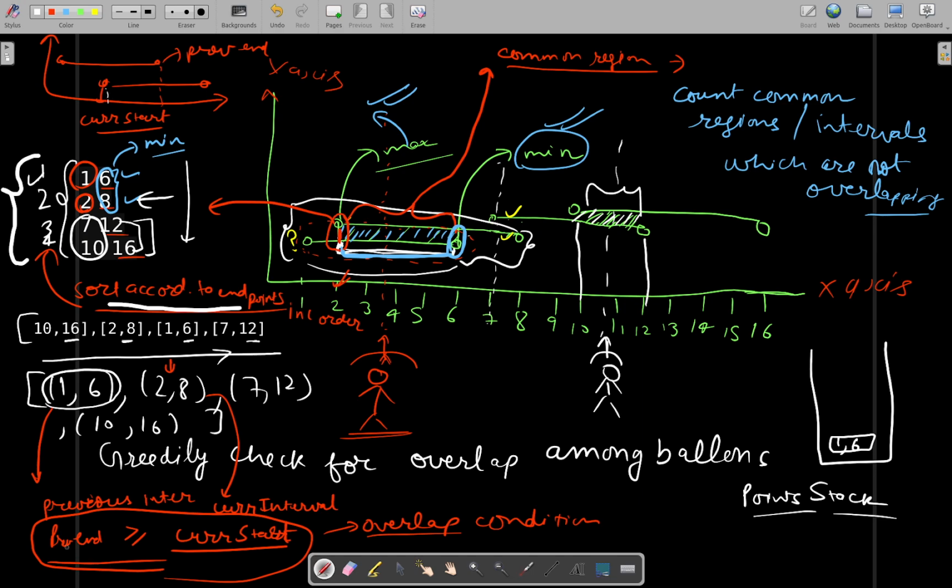So that's why this is the condition. Let me write it more clearly. I think it is not that clear, so sorry for the bad handwriting. Previous end. So this is the overlap condition that we will be checking for, and previous end was 6 here and current start is 2. So previous end is greater than current start, so there is an overlap indeed. And what we will be doing is updating our current end and current start values.